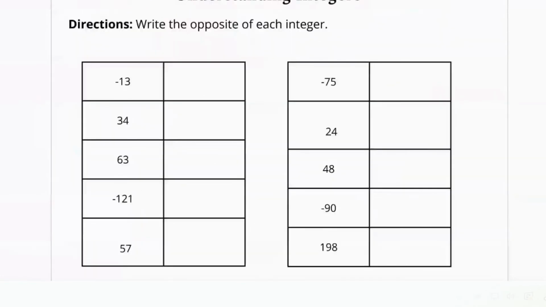Now, understanding integers. Write the opposite of each integer. The opposite of negative 13 is 13. The opposite of 34 is negative 34. The opposite of 63 is negative 63. The opposite of negative 121 is 121. The opposite of 57 is negative 57. Now you try.